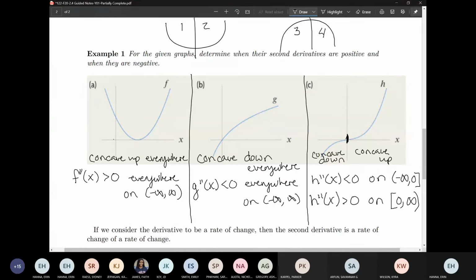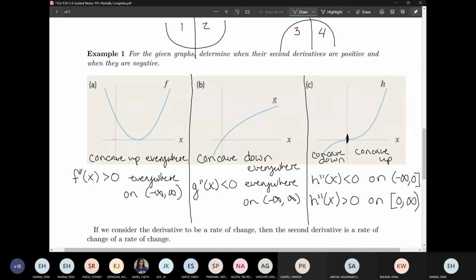Yes, Kira. So yeah, it's a bit wishy-washy. If you just want to say, well, it's an inflection point, so I'm not going to include it, feel free to. Some people definitely are like, no, it's an inflection point, I'm not including it in any interval. And other people are like, it doesn't matter. So it's kind of a personal preference kind of thing.